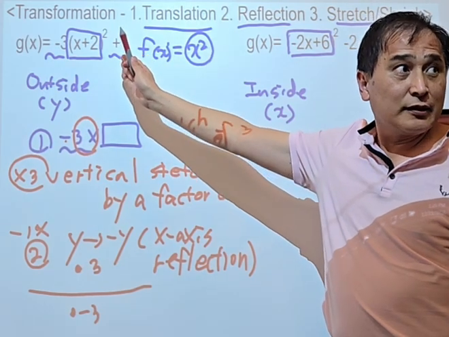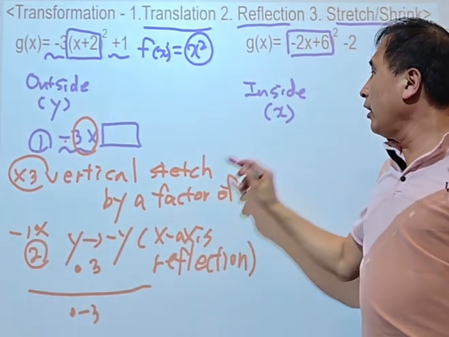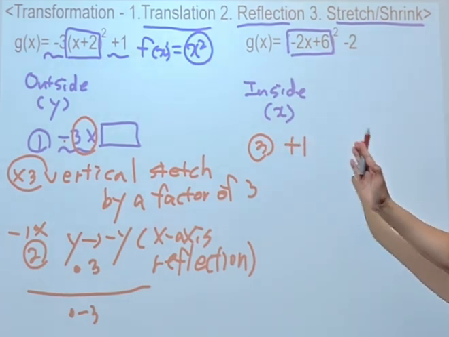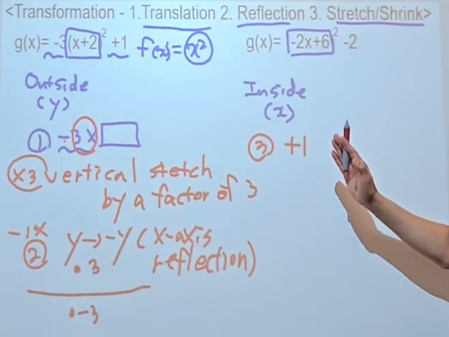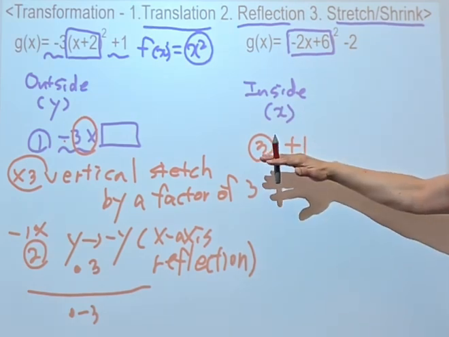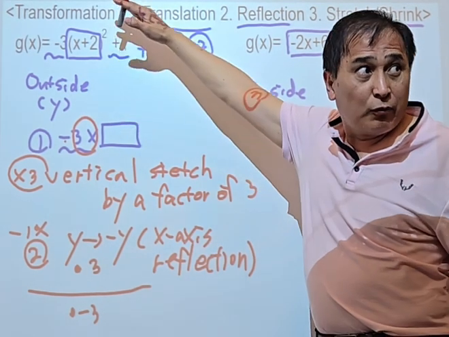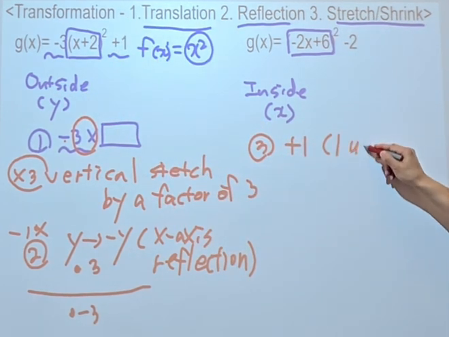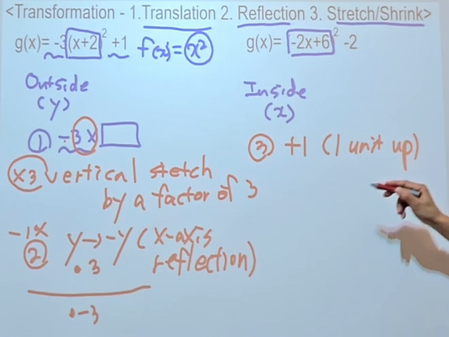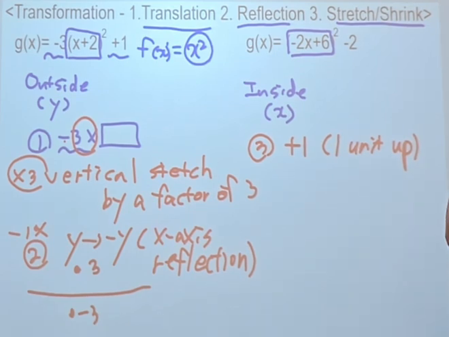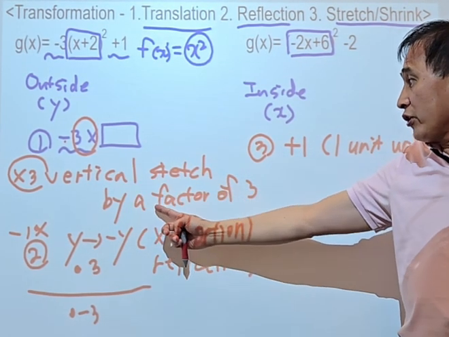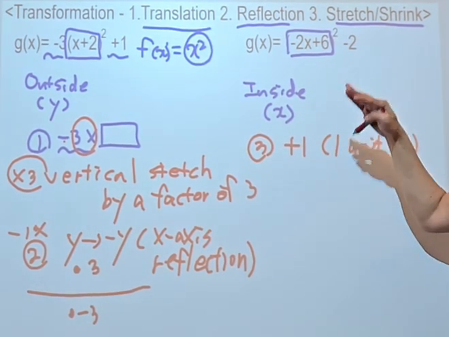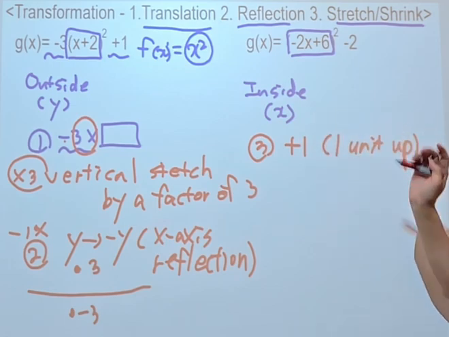Oh, there's one more outside. That's plus 1. Plus 1 outside is y, so that's also vertical: moving 1 unit up. You can say vertical 1 unit up, but you can just say 1 unit up. Okay, everybody got it? Multiplying is stretch or shrink, while addition or subtraction means translation, which moves up or down for y, and right or left for x.